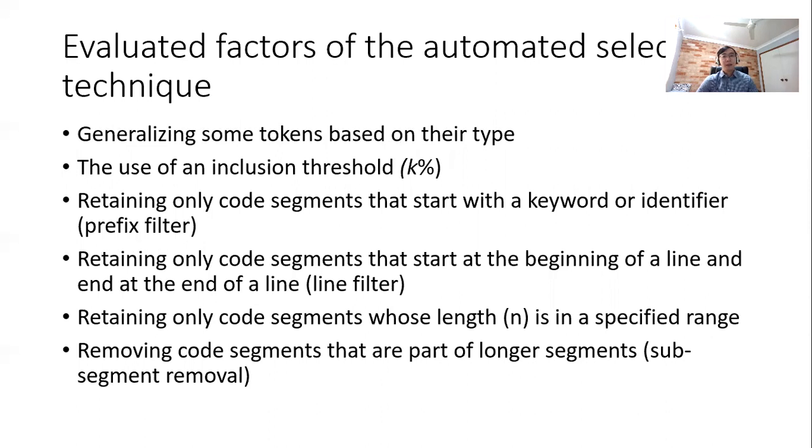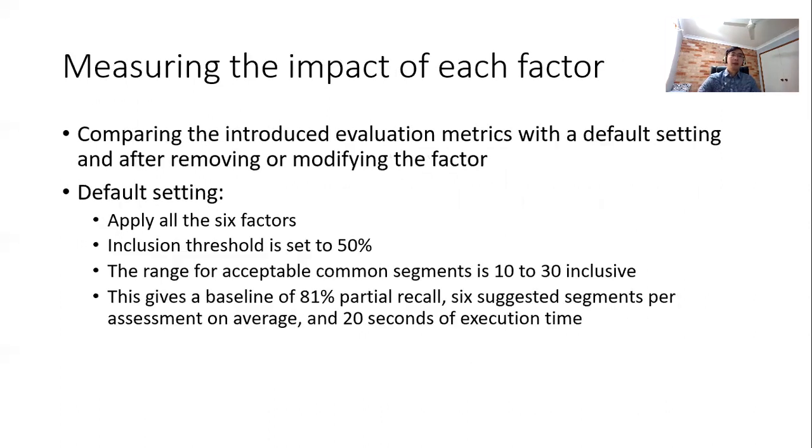We have 6 evaluated factors of our automated selection techniques, and I will explain it later in detail. The impact of each factor is measured by comparing the introduced evaluation metrics with the default setting and after removing or modifying the factor. In here, default setting means apply all of the 6 factors. The inclusion threshold is set to 50%, and the range for acceptable common segments is 10 to 30 inclusive based on our evaluation. This kind of scenario results in 81% partial recall, 6 suggested segments per assessment on average, and 20 seconds of execution time.